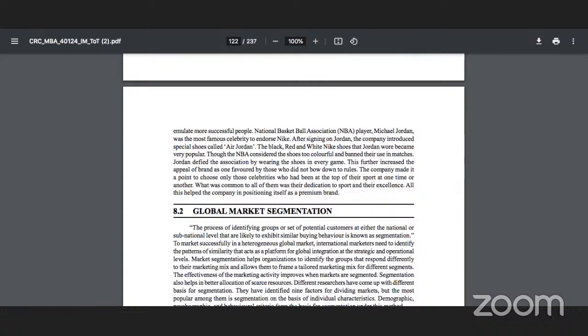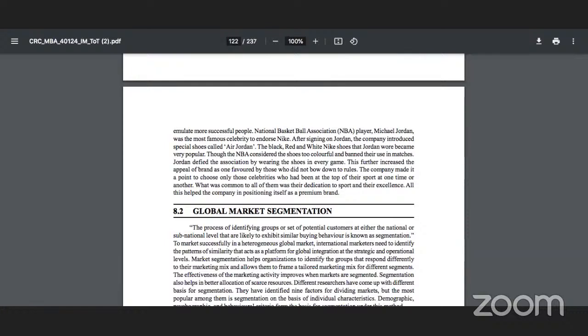So after signing on Jordan, what did the company do? They did a very special feature. They introduced special shoes called Air Jordan. Now, who follows basketball and will not want to wear Air Jordan shoes, irrespective of the cost of those shoes? And if you see the colors also, they used a very nice mix of black, red, and white that Jordan wore, and it became very, very popular. The NBA considered the shoes too colorful and banned their use in the matches. However, Jordan defied the association by wearing the shoes in every game.